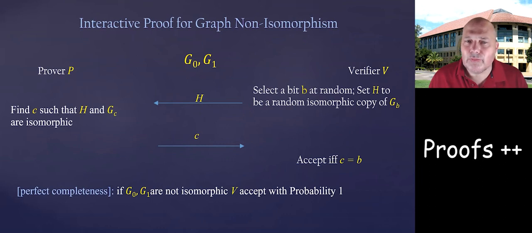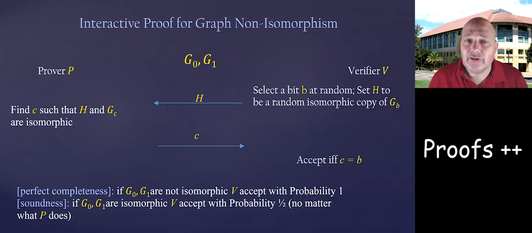What will we have? We have perfect completeness. If G0 and G1 are not isomorphic, then V would accept with probability 1, because P could with probability 1 identify B. And we have soundness half. If G0 and G1 are isomorphic, then H is an isomorphic copy of both of them, and the prover cannot tell which it is, apart from guessing. So it can only succeed with probability half, no matter what it does. And again, by repeating this experiment, we can improve the soundness. So we can make it probability 1 versus probability 1%.